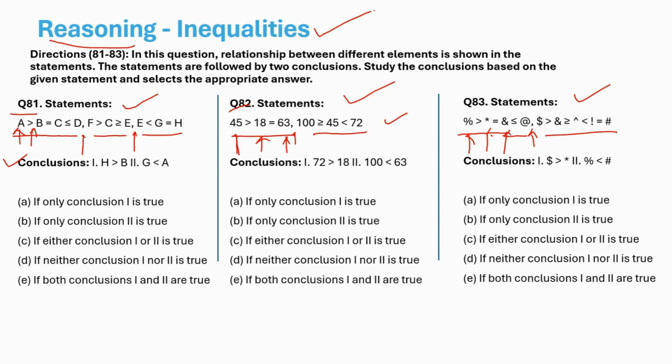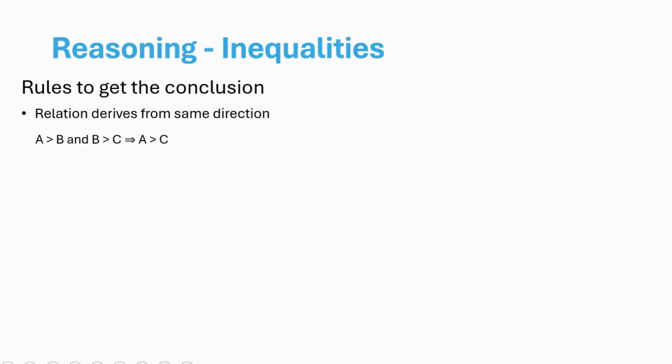Now there are only 2 rules or 2 tricks to solve these kinds of questions. So what are these 2 rules? The first rule is to always derive your relationship in the same direction. We have to derive the conclusion always based on the same direction. Same direction means if A is greater than B and B is greater than C, then we can definitely say yes, A is greater than C.